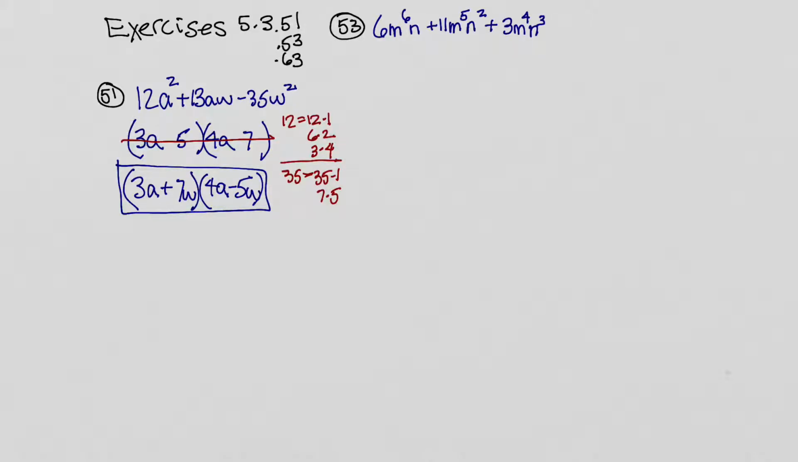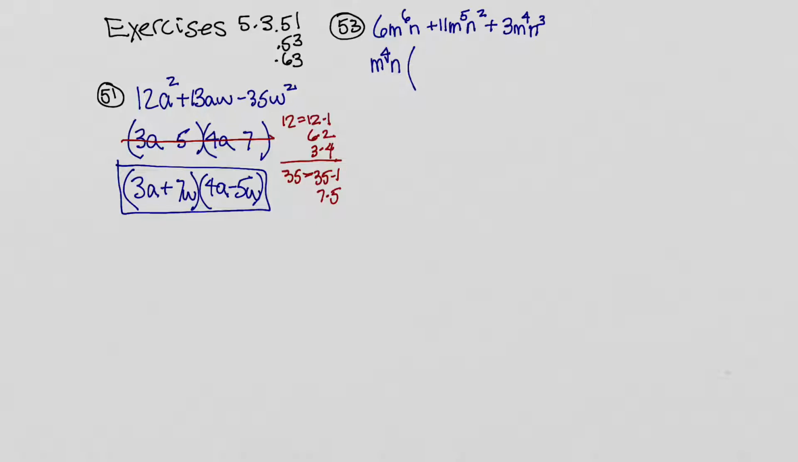Problem number 53. Look what we've got. We've got a 6, 11, and 3. So nothing common there. We've got m's, m's, and m's. We've got 6, 5, and 4. So there's at least 4 m's there. So let's take out those 4 m's. And then we've got n's, n's, and n's. 1, 2, and 3. We've got at least 1 n in each one. Remember, we take out the one with the smallest exponent. So we're taking out an m to the 4th n.